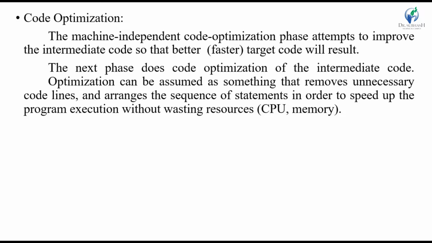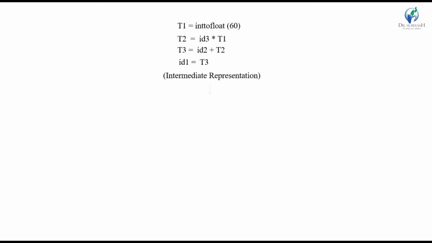Optimization can be assumed as something that removes unnecessary code lines and arranges the sequence of statements in order to speed up the program execution without wasting resources in terms of CPU or memory. Here the meaning of the original instructions does not change, it just optimizes the given code by removing unnecessary code lines. After generating the intermediate code, we got t1 equal to integer to float 60, t2 equal to id3 into t1, t3 equal to id2 plus t2 and id1 equal to t3. This intermediate representation is passed to the code optimizer, which generates the optimized code.